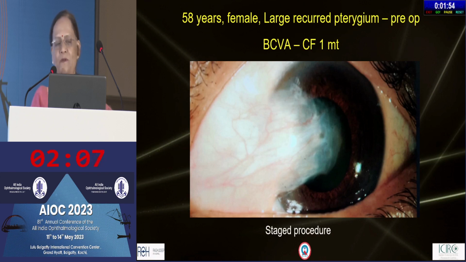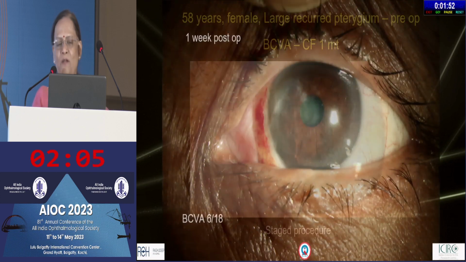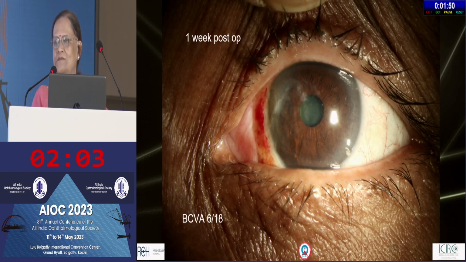With a BCVA of CF 1 meter, this is the post-op picture of the recent 1-week post-op where we did a big conjunctival autograft. And you can see the scarring on the cornea. Now this cornea is going to take at least 6 months to heal. So don't go ahead with a cataract. If you want to give the best visual outcome to this patient, do not try to undergo a cataract surgery immediately or together along with the same.